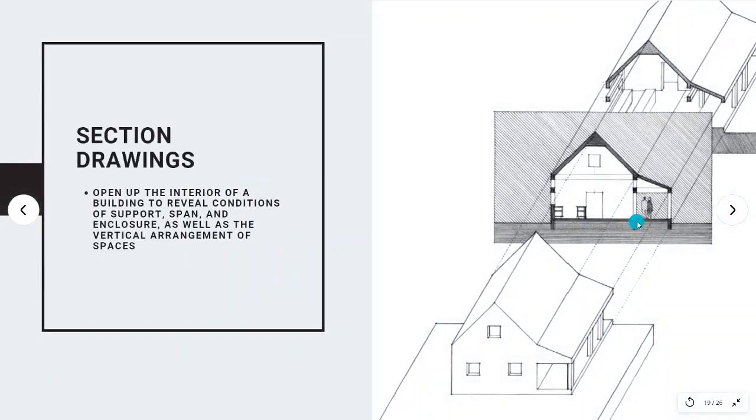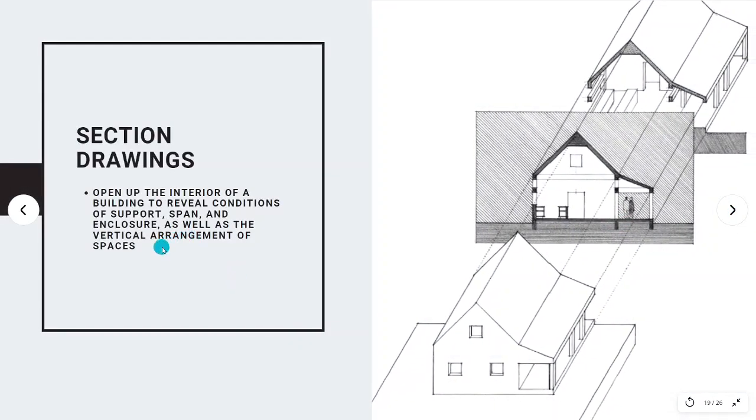Okay. So again, these section drawings would open up the interior of a building to reveal conditions of support, span, and enclosure as well as the vertical arrangement of spaces. So makita na dito kini nga building, gi-cut na siya, ang cut through niya. So makita na dito ang attic sa atong house, ug naa window para sa exhaust siguro, ug naa doors padung sa kwarto siguro. So makita na dito tanan sa usa ka section drawing.